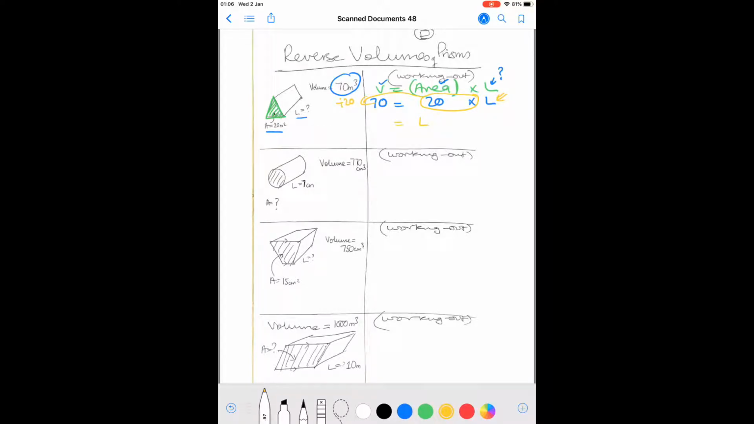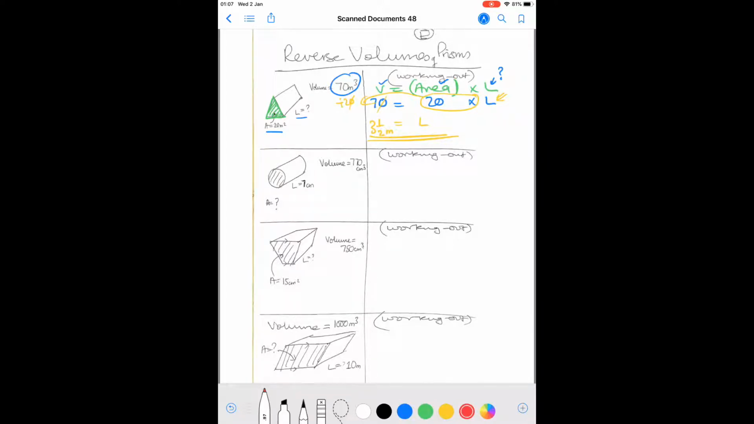So we can copy down L over here. 70 divided by 20. The zeros will cancel each other out, so you get 7 divided by 2. That'll give you 3.5 meters. And that's done. So in this particular question, we were given the volume to start with, and we had to work out the missing length. Right, let's have a look at the next question.